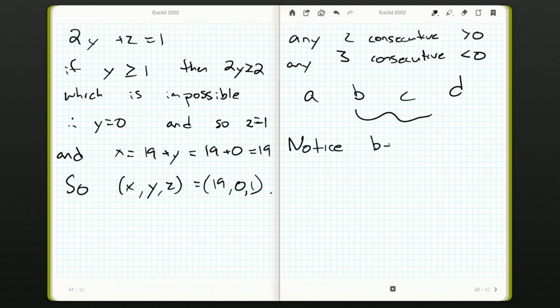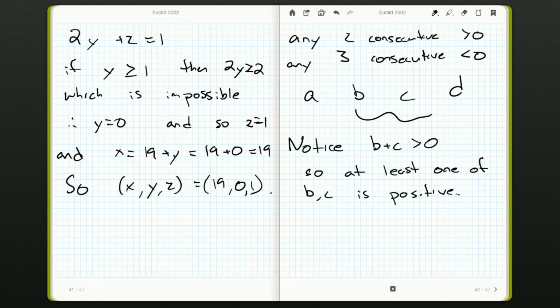So let's notice B plus C is positive. So at least one of B or C is positive. And now let's break it into cases. If there are no negative numbers, what happens? If there are no positive numbers, what happens? Okay, that's the idea here.